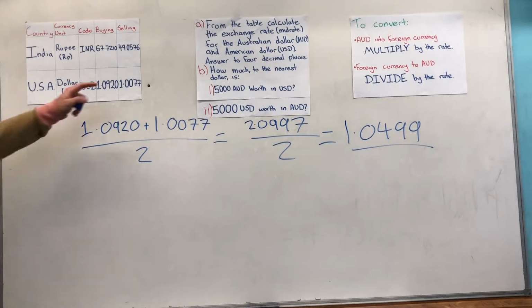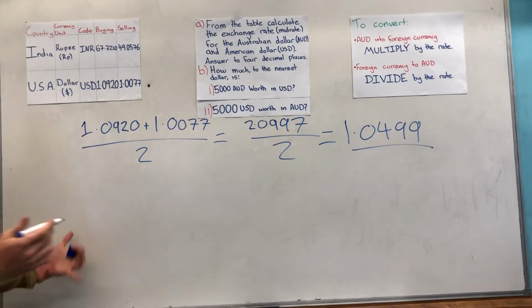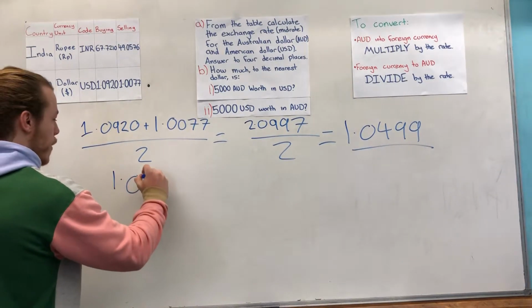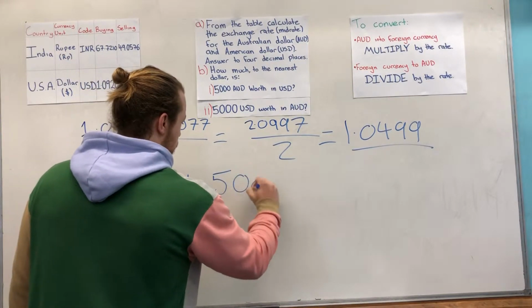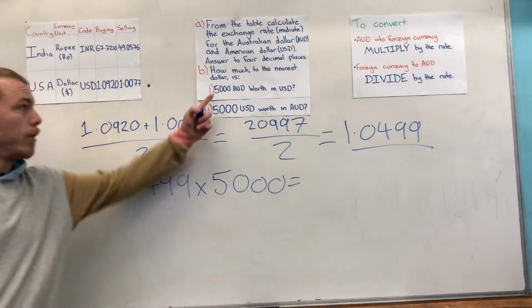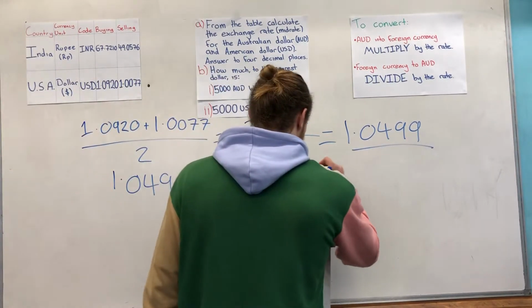So we've found that. Part B says, how much to the nearest dollar is 5,000 Australian dollars worth in US dollars? We know what the exchange rate is, so now we multiply 5,000 by the exchange rate, which is a pretty easy step. So 1.0499 times 5,000 for the price we're after, which equals 5249.5.